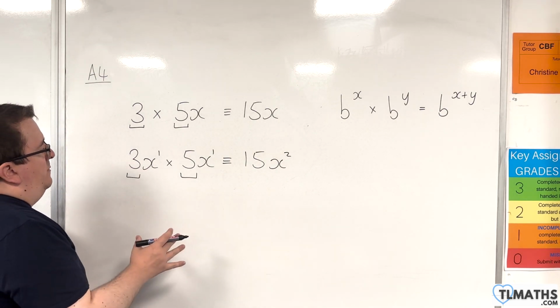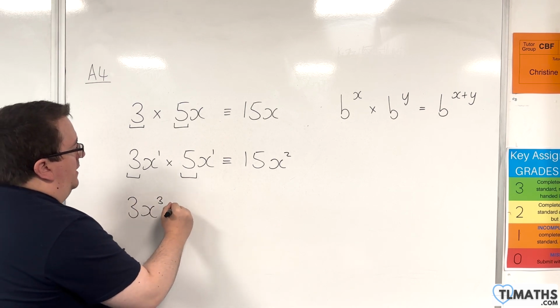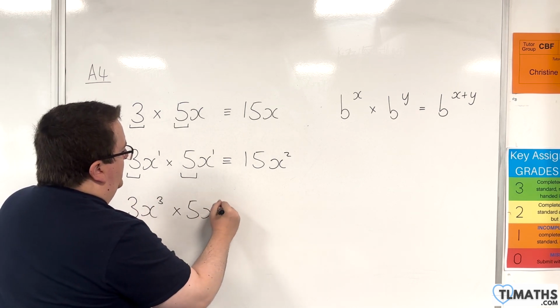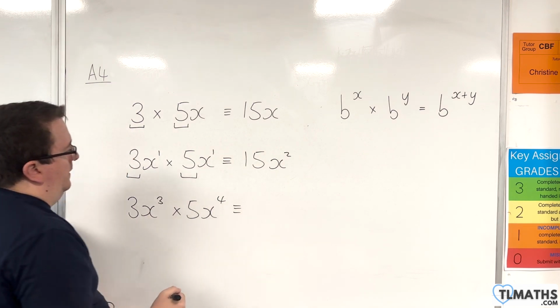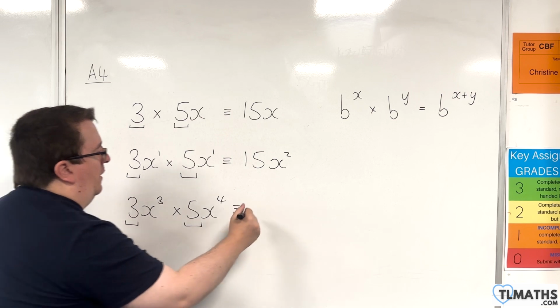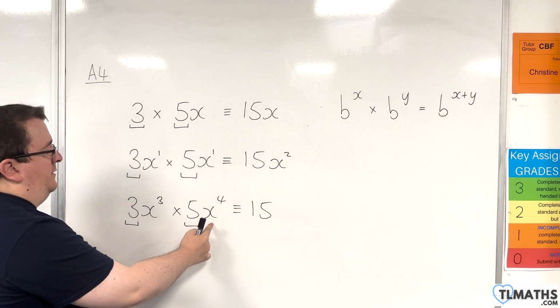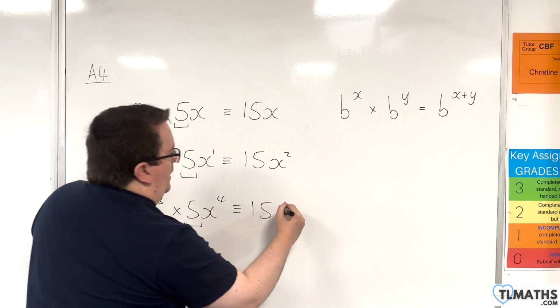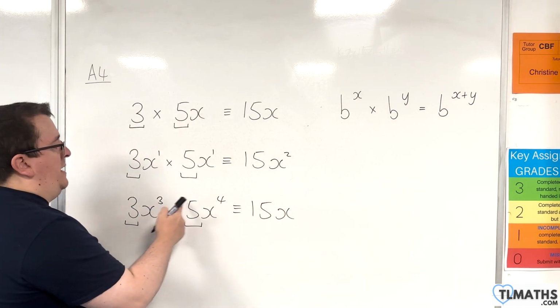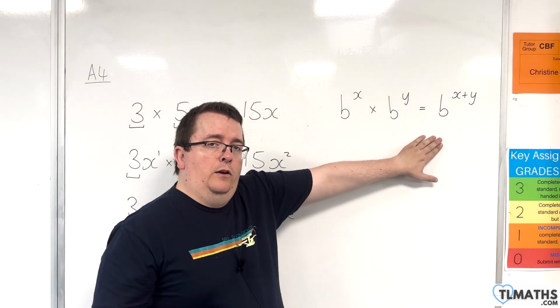So let's make it a little bit more interesting. What if we had 3x cubed times 5x to the 4? Well, first of all, we'd multiply the coefficients together. 3 times 5 makes the 15. And then x cubed times x to the 4, well, that would be x to the power of 3 plus 4, which is 7, using our law of indices.